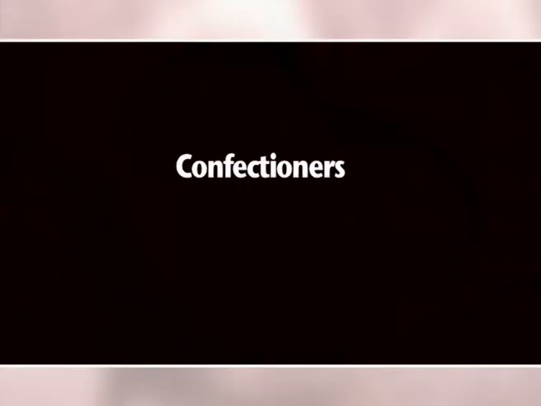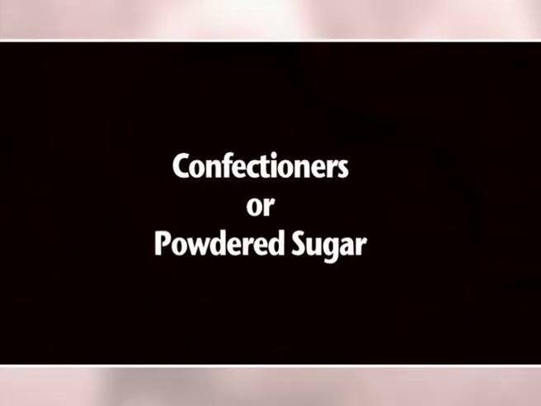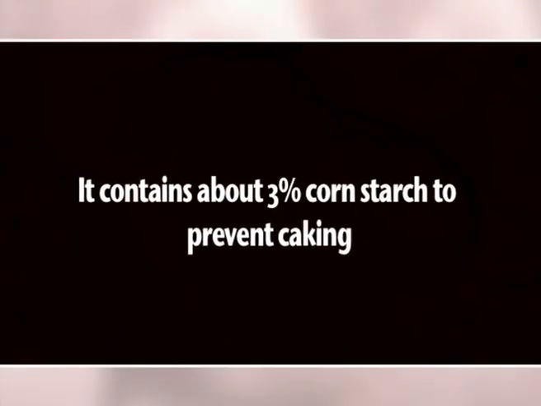The crystal size of this sugar is the finest of all the types of granulated sugar. It's ideal for extra fine textured cakes as well as for sweetening fruits and iced drinks since it dissolves easily. Fifth is the confectioner's or powdered sugar. This sugar is granulated sugar ground to a smooth powder and then sifted. It contains about 3% cornstarch to prevent caking.